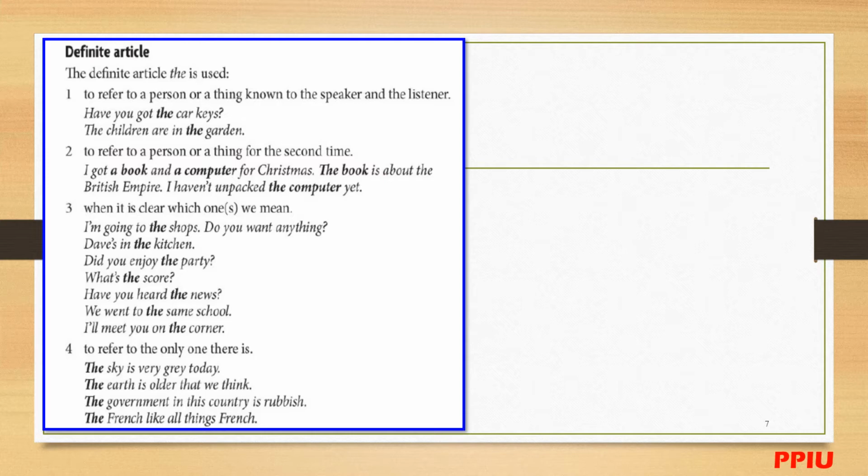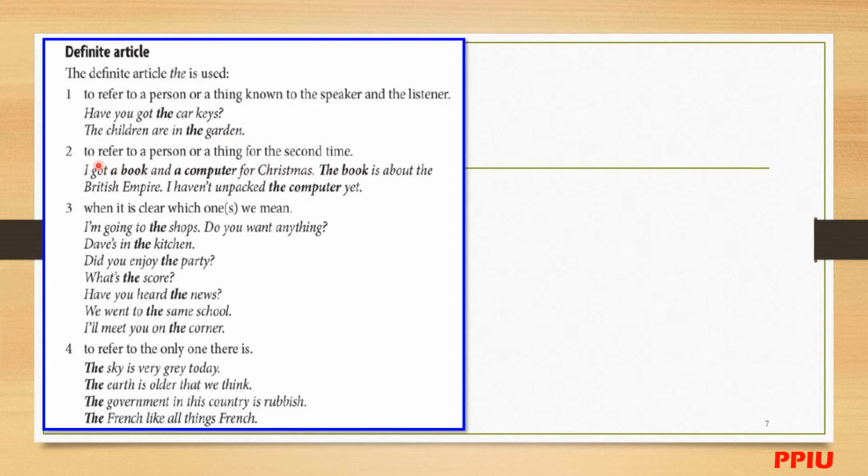A lot about definite articles. The definite article is used to refer to a person or things known to the speaker and the listener. Okay, so I mean the speaker and the listener, they understand each other. Have you got the car keys? The children are in the garden. Car keys, you can say, they may know, maybe the husband and wife know which car keys, and the garden, they may know where it is.